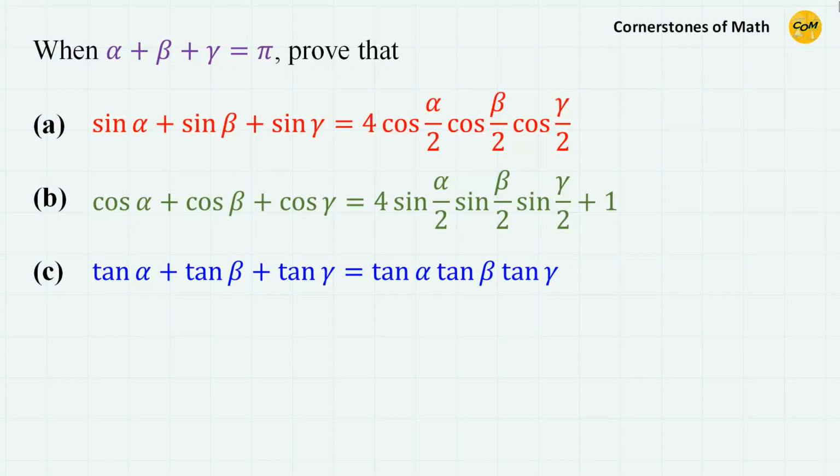Today we are going to prove some super cool looking trigonometric identities. Under the condition where alpha plus beta plus gamma equals pi, sine alpha plus sine beta plus sine gamma equals 4 times cosine alpha over 2 cosine beta over 2 cosine gamma over 2, cosine alpha plus cosine beta plus cosine gamma equals 4 times sine alpha over 2 sine beta over 2 sine gamma over 2 plus 1. And tangent alpha plus tangent beta plus tangent gamma equals tangent alpha times tangent beta times tangent gamma.